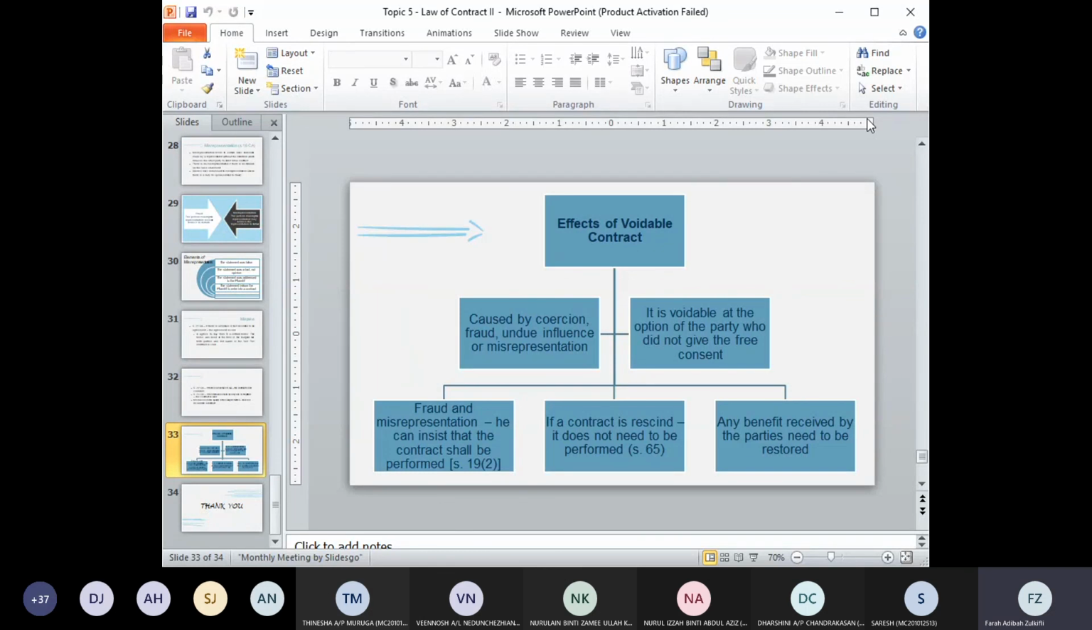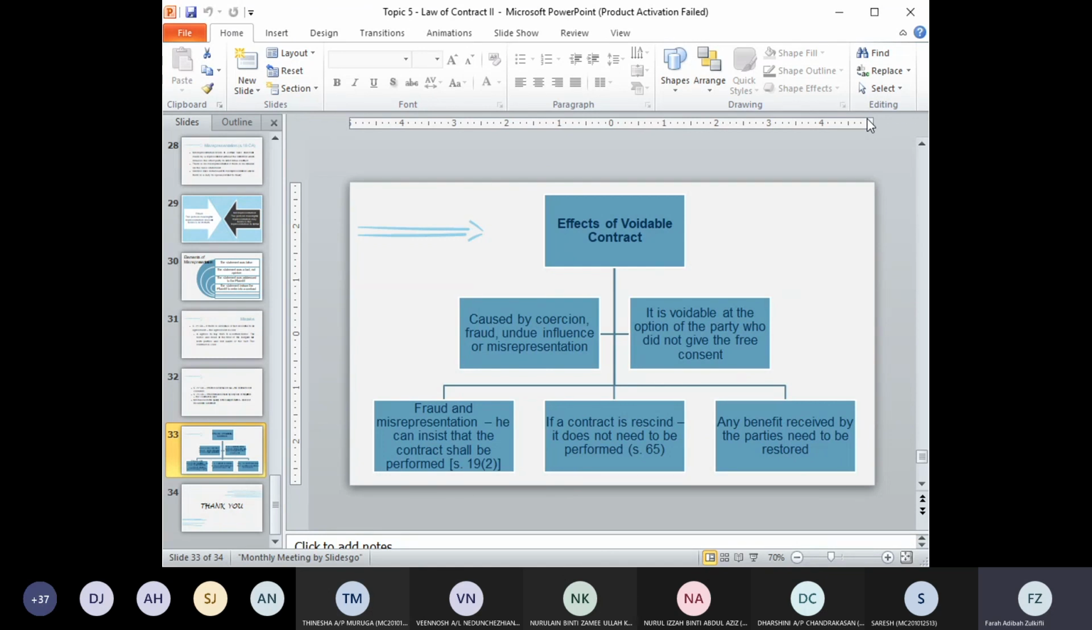Last one, what are the effects of a voidable contract? If a contract is caused by coercion, fraud, undue influence, or misrepresentation, the contract is voidable at the option of the party who did not give free consent. So it is at the option of the victim. The person who is coerced, forced to sign a contract, or the person who is lied to, or who is misrepresented to, or who is under influence, the weaker party. It is voidable at the option of that party.